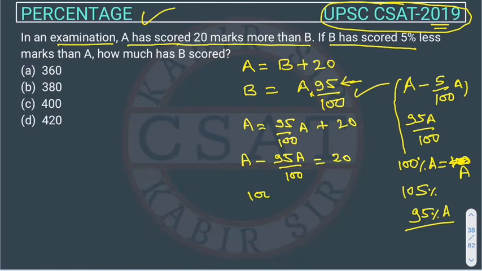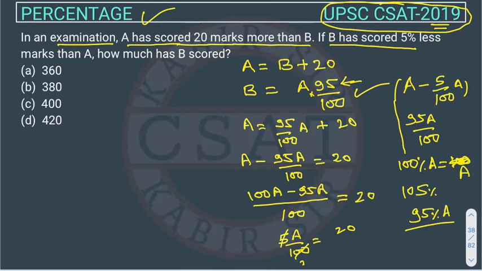When you solve this, it will become 100A minus 95A upon 100 is equal to 20, right? So it will come 5A upon 100 is equal to 20. From this 5 you can divide this, so it will be 20. So this 20 will go this side, so A will be 20 into 20, so it will be 400.